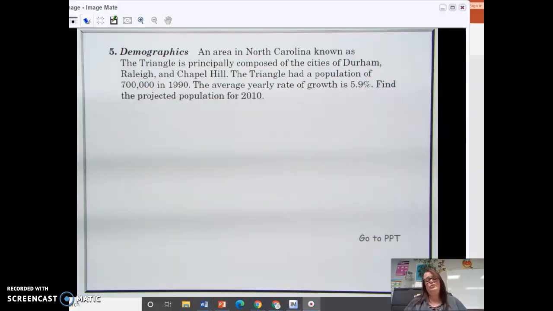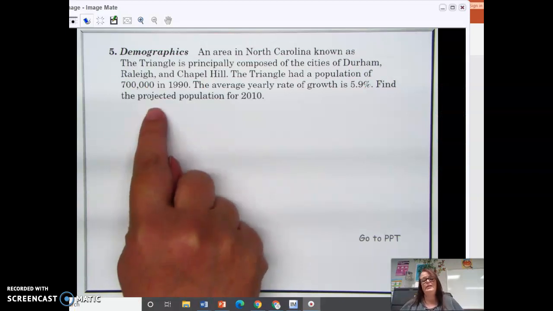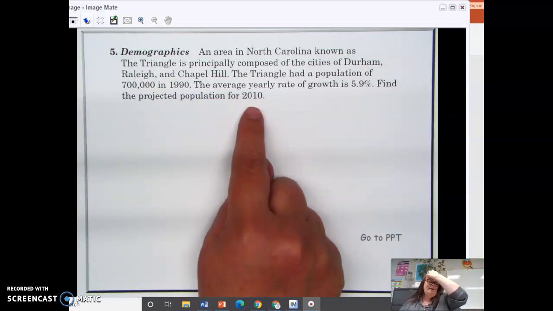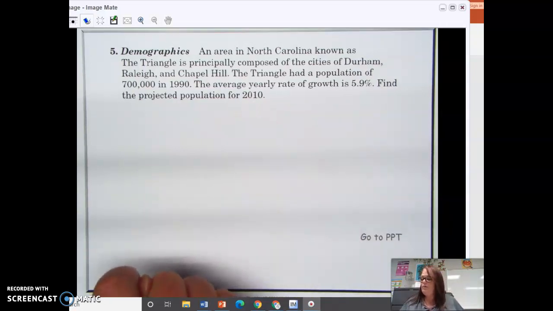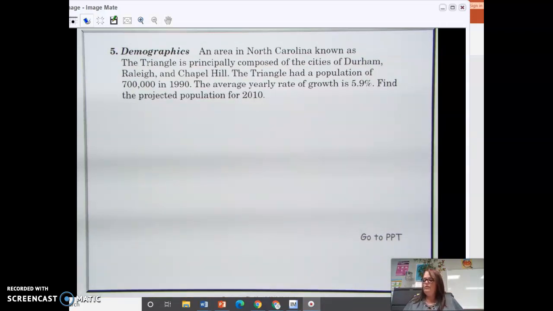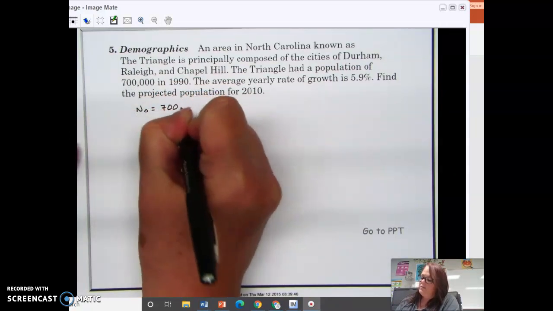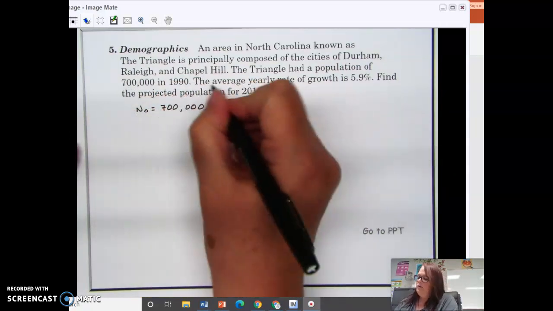All right, so this question is going to seem a little weird because it's going to say projected population for 2010, which some of you were like 7 or 8 years old back then. But remember that this book was written much earlier than this time, and so that's why the question does say that. So it says an area in North Carolina known as the Triangle is principally composed of the cities of Durham, Raleigh, and Chapel Hill. So the Triangle had a population of 700,000 people in 1990. So we're going to say my original population amount is 700,000. And then my year was in 1990.